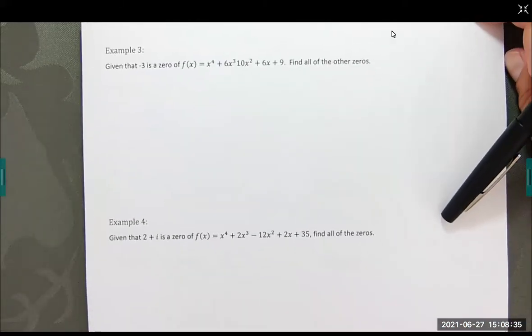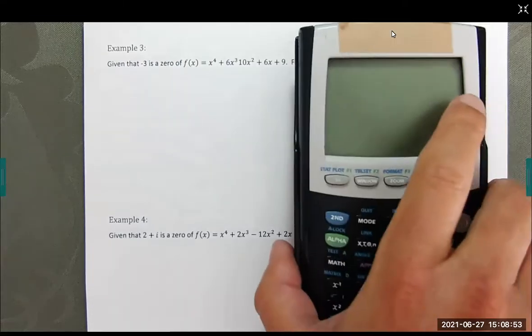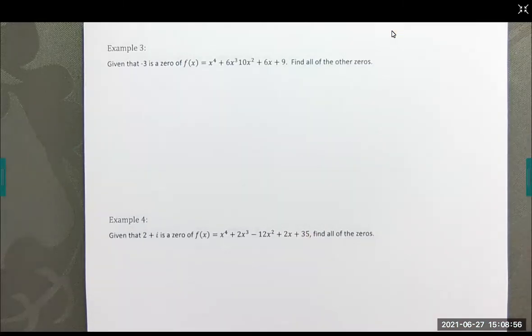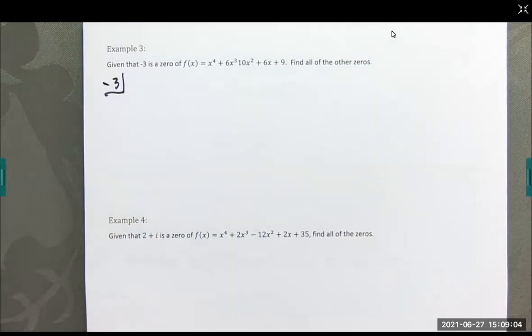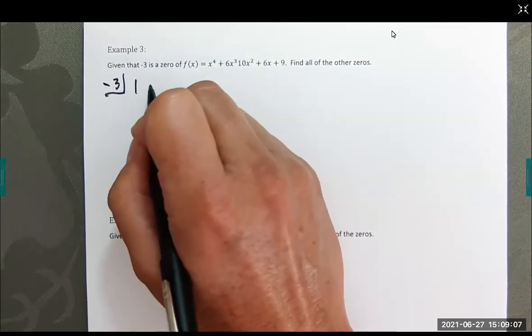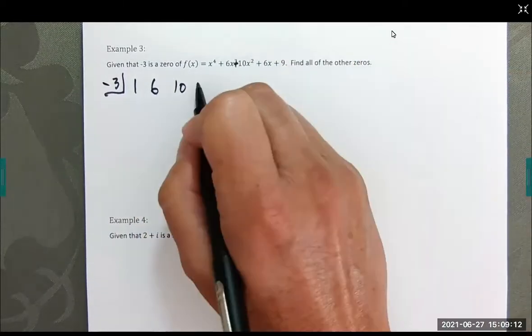Now we still need to remember all of the theorems that we learned from the previous lesson and some of the tricks, because we're definitely going to use some tricks here. Example 3, given that negative 3 is a zero of this, find all of the other zeros. Before we do that, let's do our synthetic division. Since we know negative 3 is a zero, this gives us 1, 6, 10, 6, and 9.